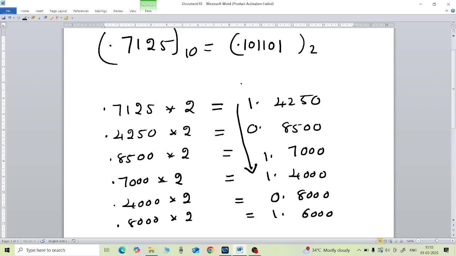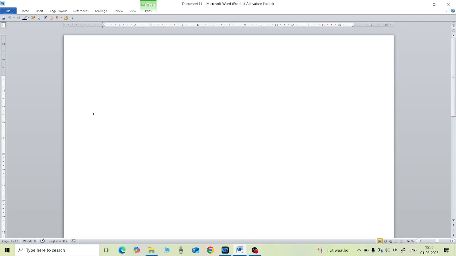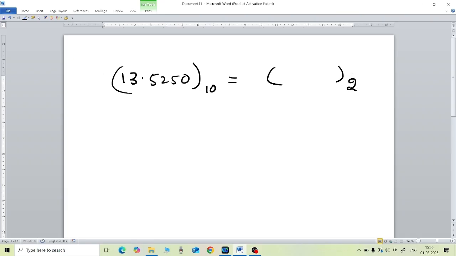Hope it is clear for you. Now we see a mixed decimal number, that is a decimal number which has an integer portion as well as a fractional portion, and we will convert it into its corresponding binary. Let us take the example of 13.5250. This is to be converted into the corresponding binary.